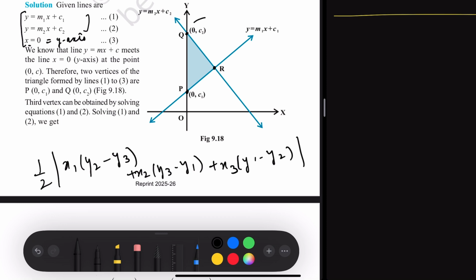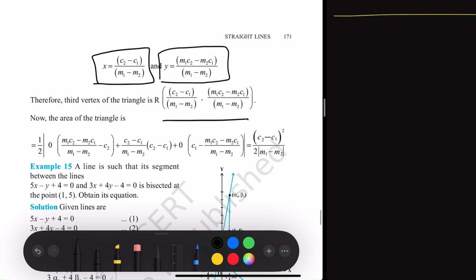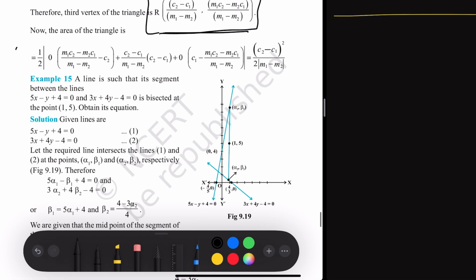So we can simply subtract equation 1 from equation 2 and we will get the value of x. Then we can put this value of x in any one of the equations and find the value of y. So these are the intersection of two lines, or the coordinates of R. Then we will have the coordinates of all 3 points P, Q and R, and then we can simply put them in the area of triangle formula and simplify it.